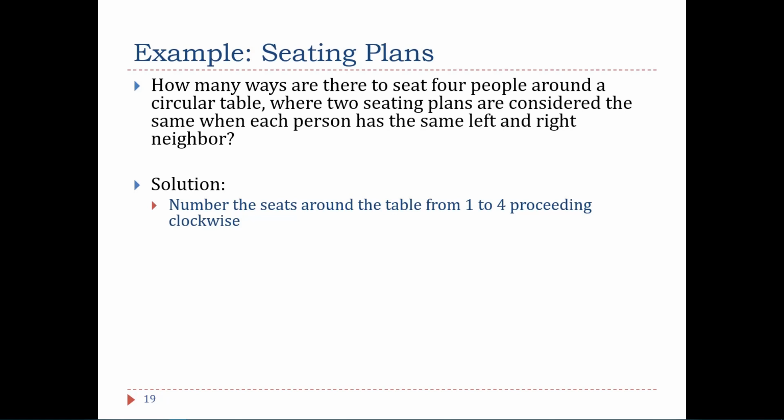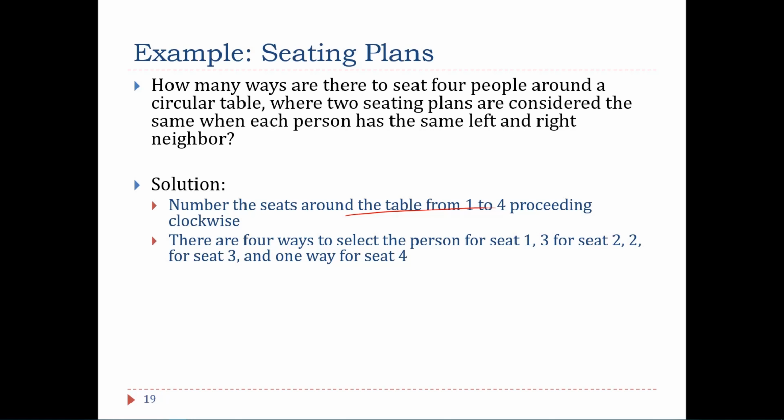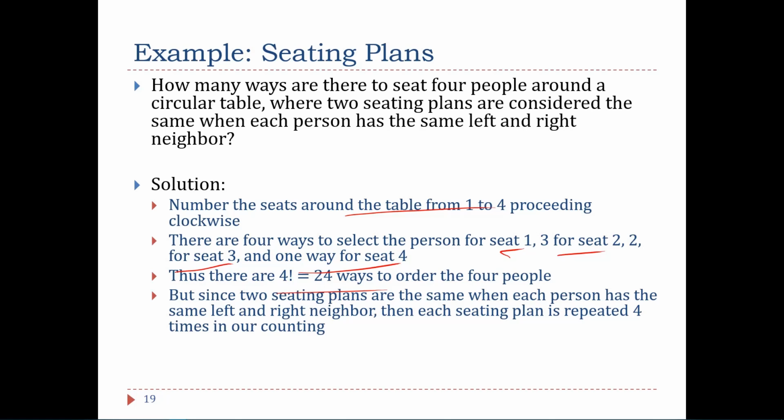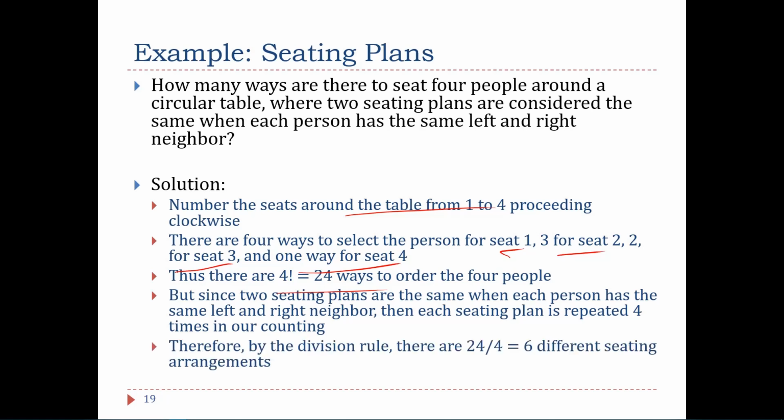Okay, so the number of seats around the table from 1 to 4, proceeding clockwise. There are 4 ways to select the person for the seat number 1, 3 for the seat number 2, 2 for the seat number 3, and just 1 way for the seat number 4, which is finally factorial of 4. Okay, it's 4 times 3 times 2 times 1. Nevertheless, these possibilities are not all to be counted. Every 4 out of them are the same. Okay, so this is why we have to divide by 4. Okay, to finally find the 6 different seating arrangements that we have.